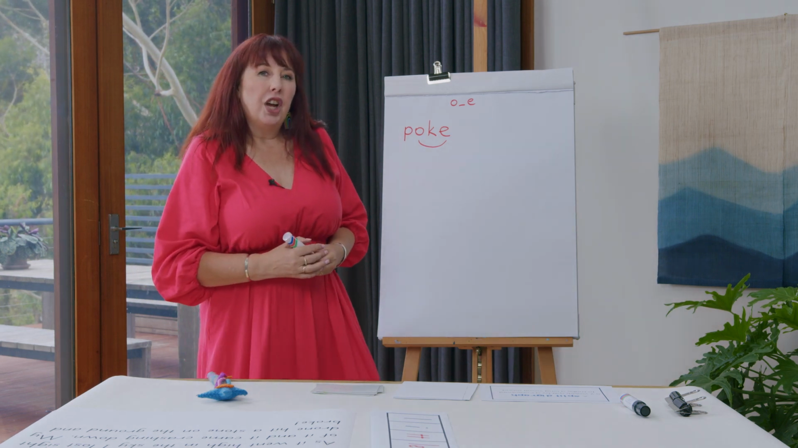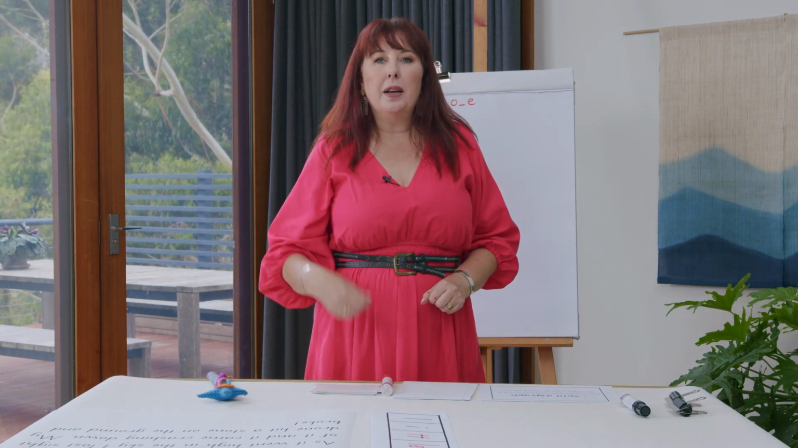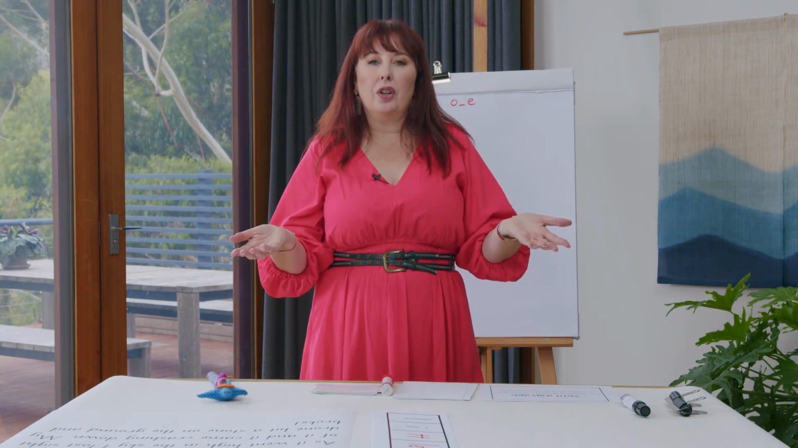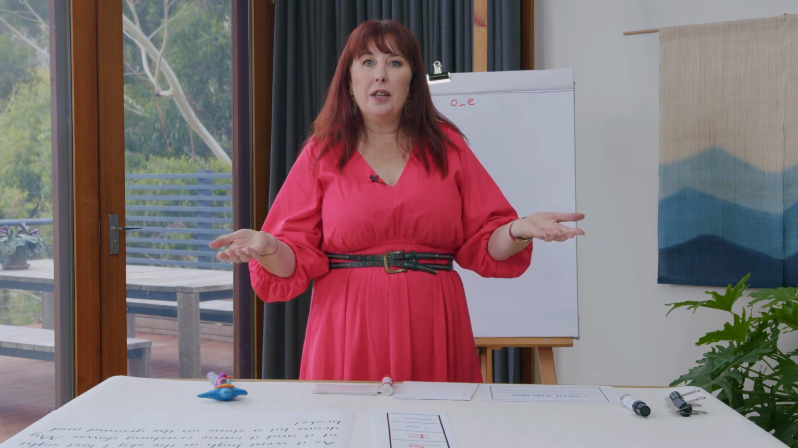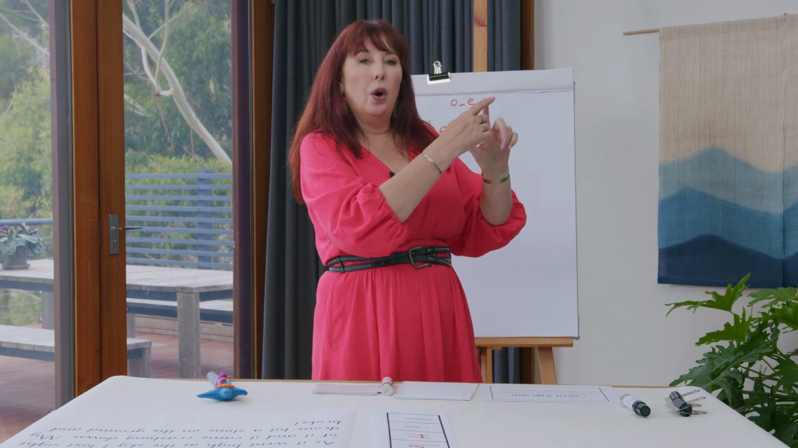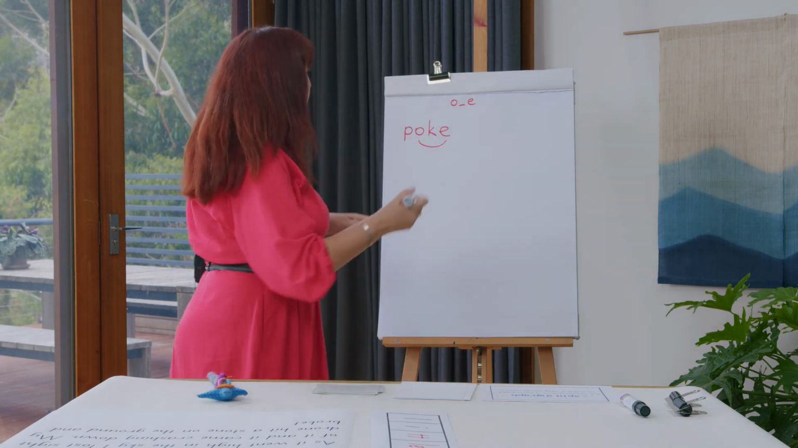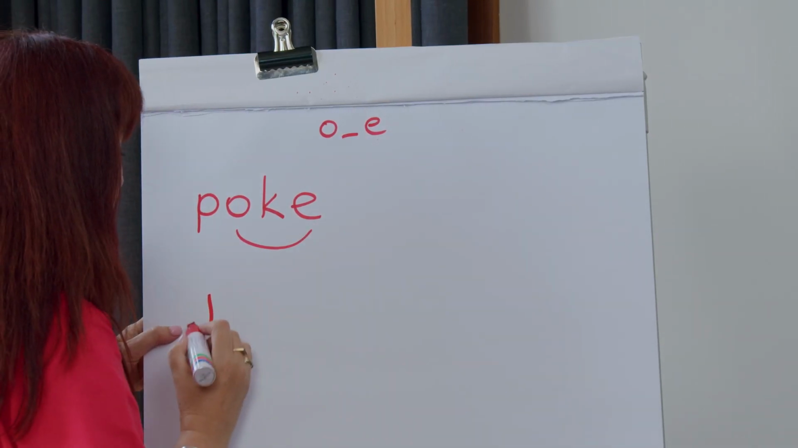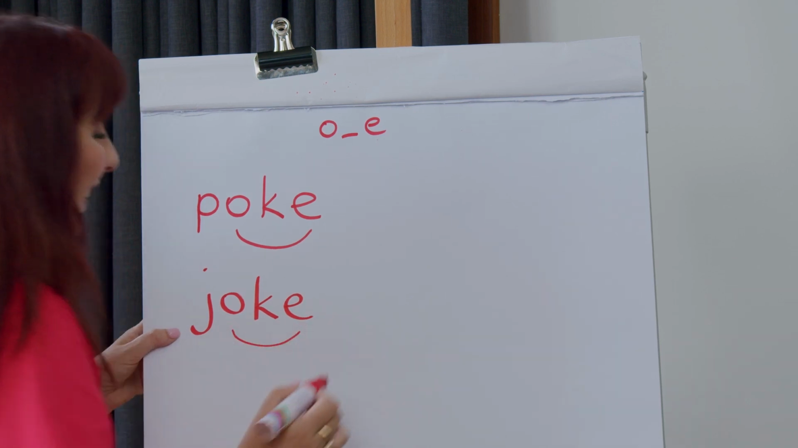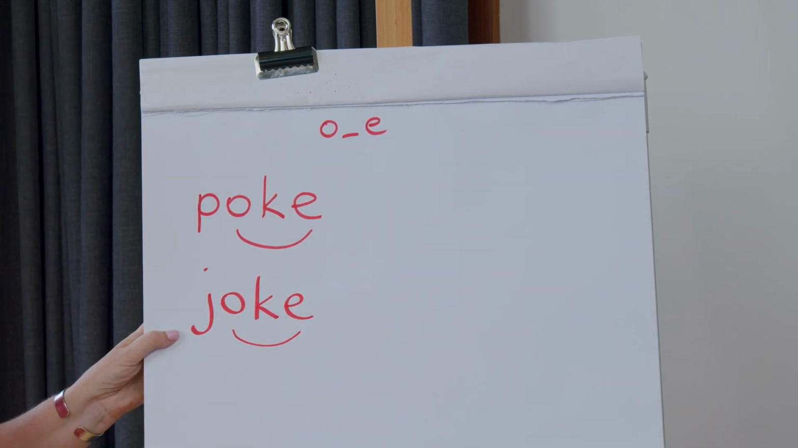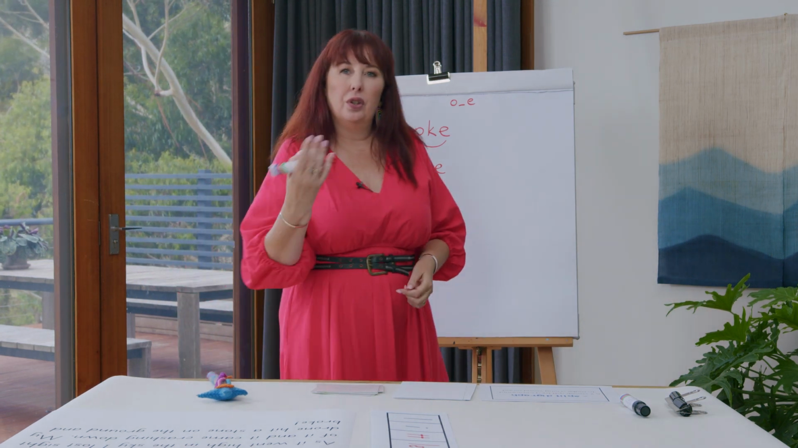So for our word chaining, we're only going to change one sound. So say these words with me. Poke, joke. I'm only changing the initial sound. P-oak, j-oak. Let's write our next word. Joke. Good job.